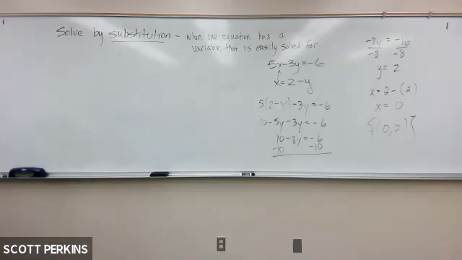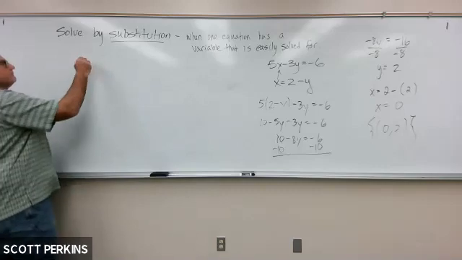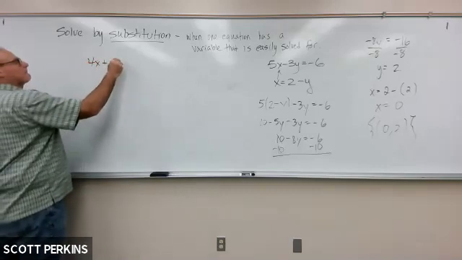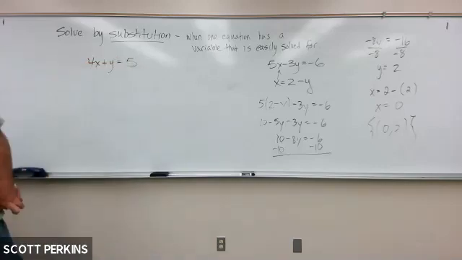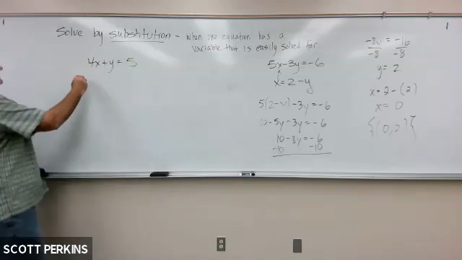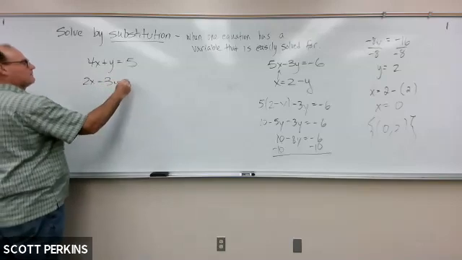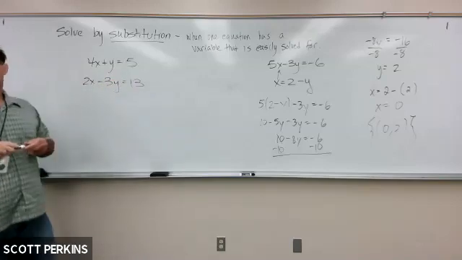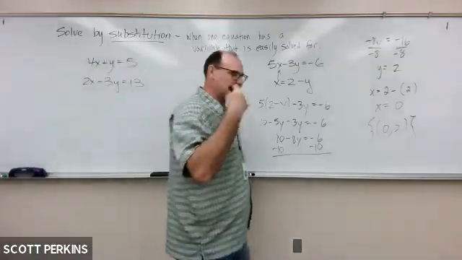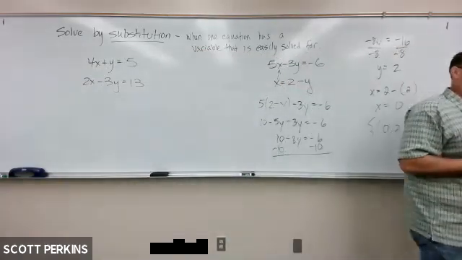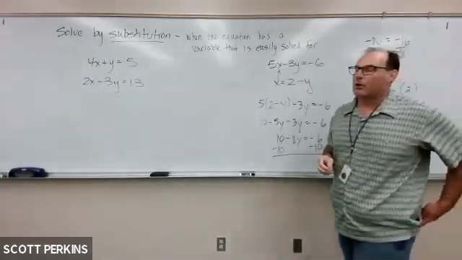So this problem is 4x plus y equals 5. And then the second equation is 2x minus 3y is 13. Give you a moment to write that down, then I'm going to ask you a question before we get started on this problem. I'll give you a couple minutes to work through.